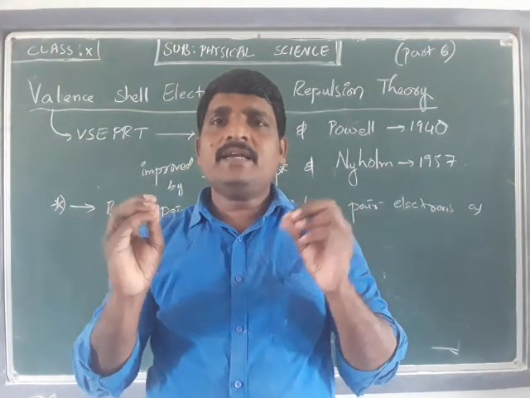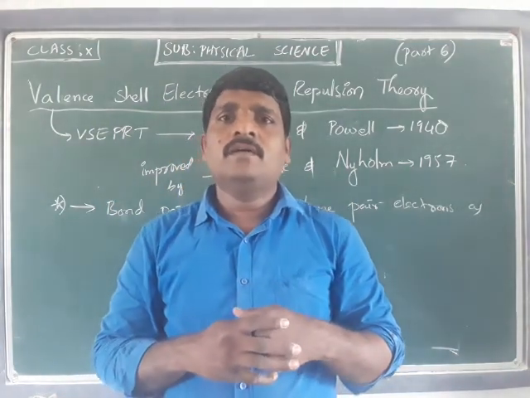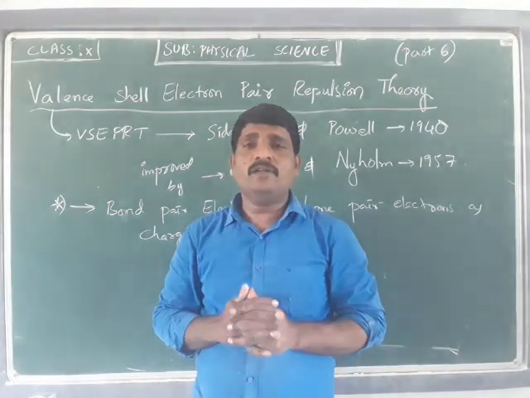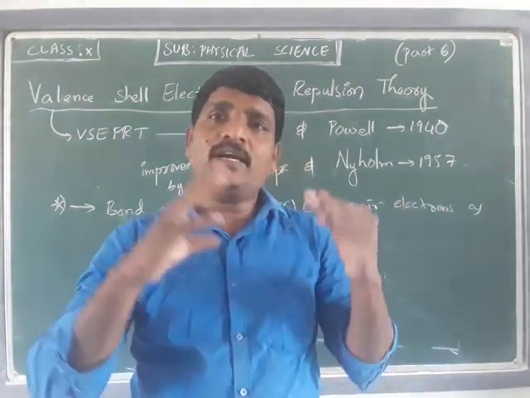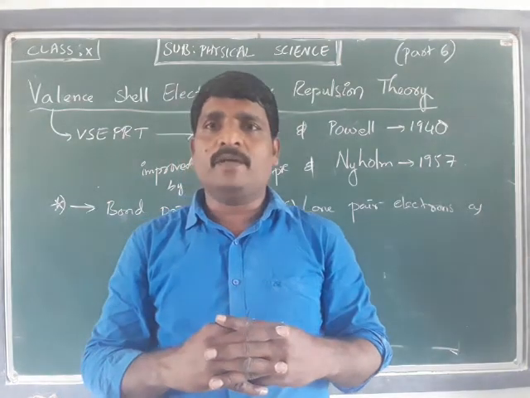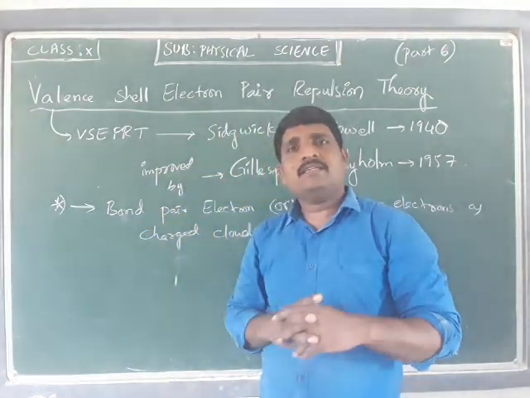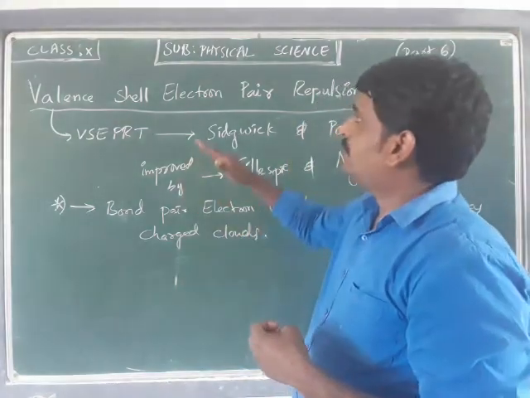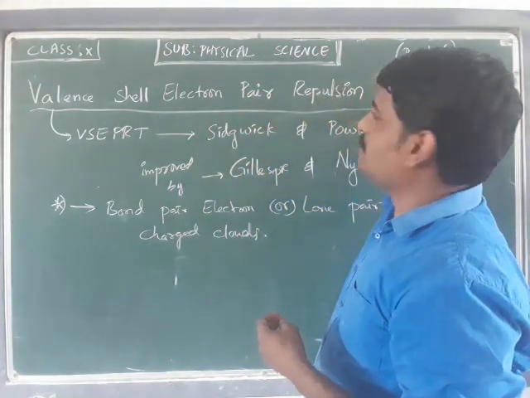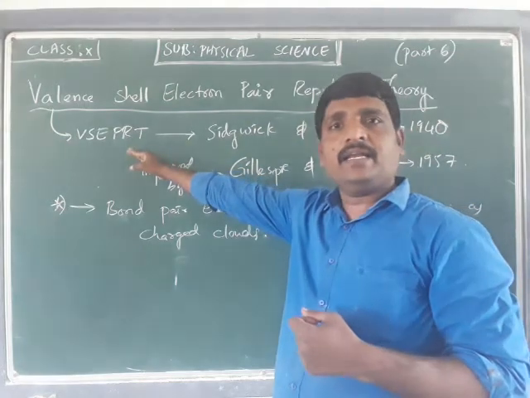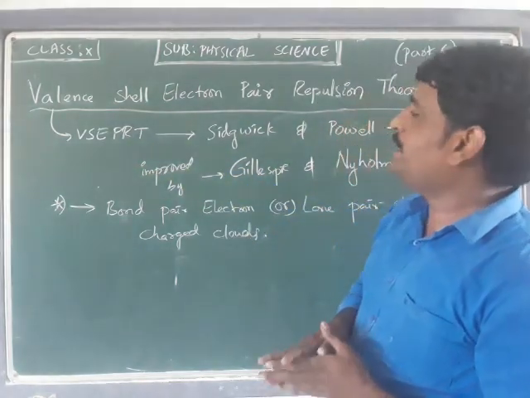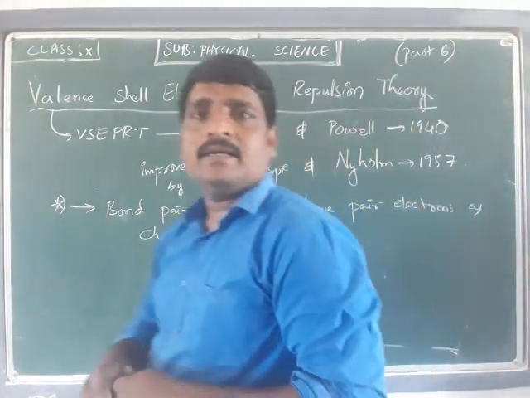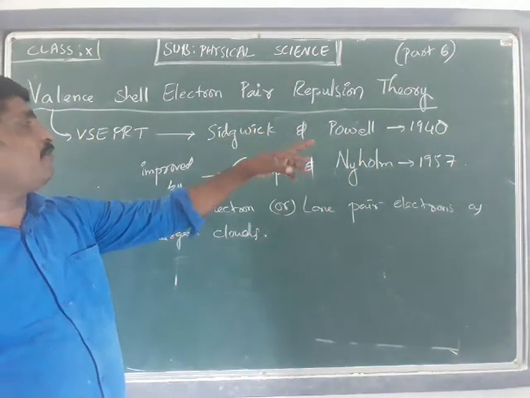The major defect of the covalent bond, in the explanation of the formation of a molecule, was that it failed to explain the shape of the molecule formed. So to answer the shape of the molecule, the valence shell electron pair repulsion theory, in short VSEPR theory, was proposed by Sidgwick and Powell in 1940.